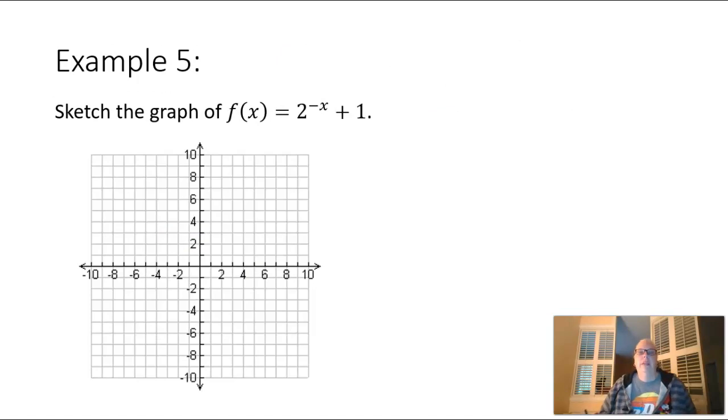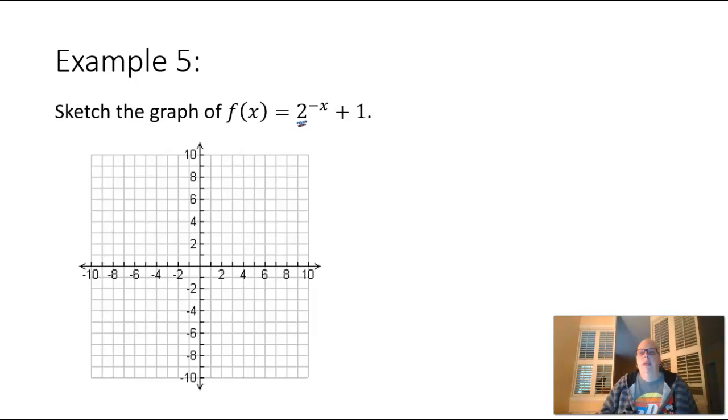Okay, here's our last example, number 5. We're going to sketch the graph f of x is equal to 2 to the negative x plus 1. And I'm going to switch this around a little bit because right now the base is not extremely obvious to me. So let's rewrite this. We've got that negative exponent in there. Let's make it a positive exponent.